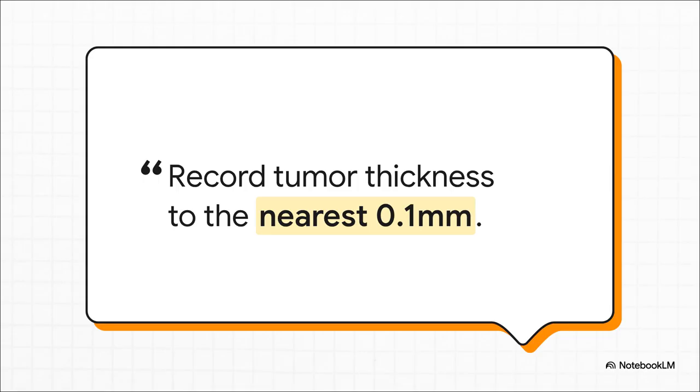Now here's a pro tip straight from the AJCC, and this is where it gets real. You have to report to the nearest 0.1 millimeter. And why does that matter so much? Well, picture this. Your measurement is 0.76 millimeters. That gets rounded up to 0.8. That simple rounding can bump a tumor from a T1a to a T1b, which could literally be the deciding factor for whether that patient gets a sentinel lymph node biopsy.